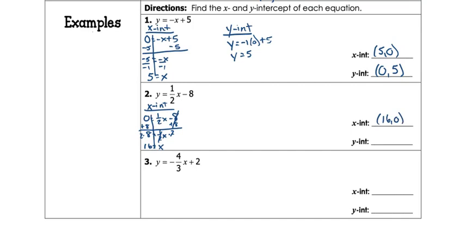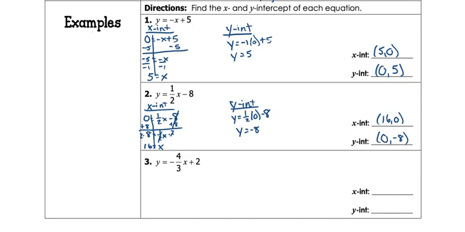And then we can look for our y. So our y-intercept is simply y equals 1/2. Instead of x, I'm going to put in 0, minus 8. Well, we know that anything times 0, fraction or a whole number, is still 0. So 0 minus 8 is negative 8. So my y-intercept is (0, -8).